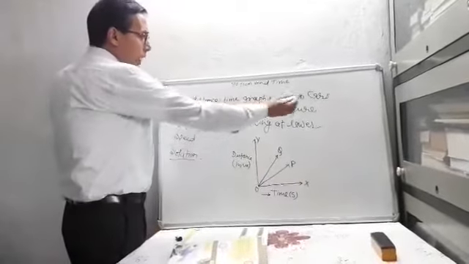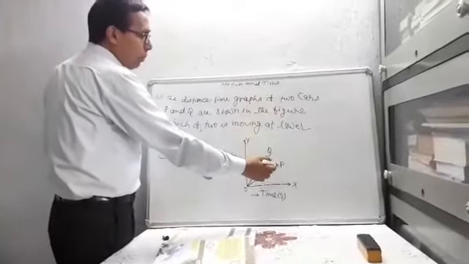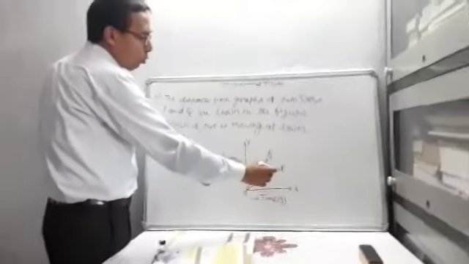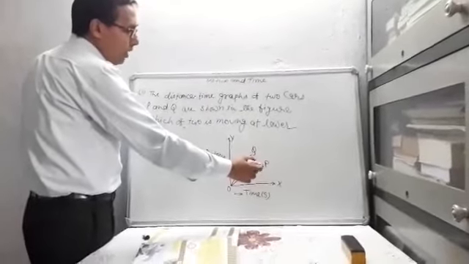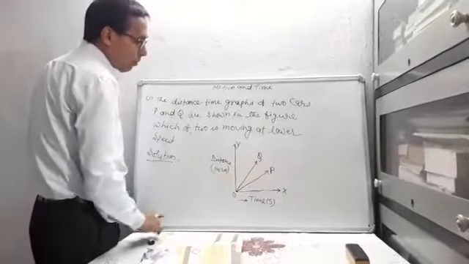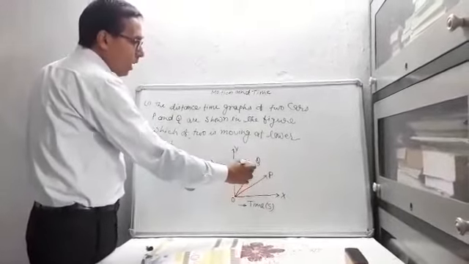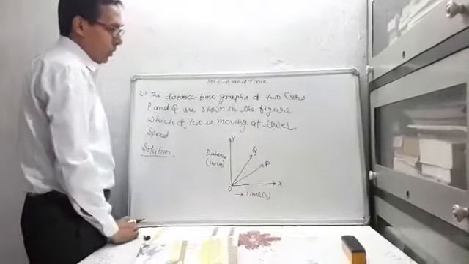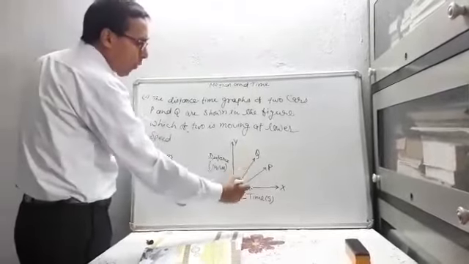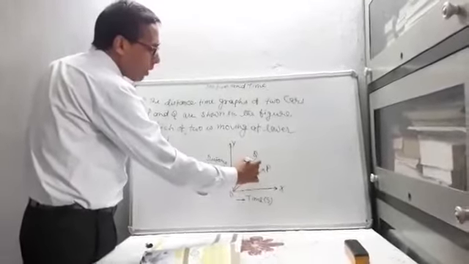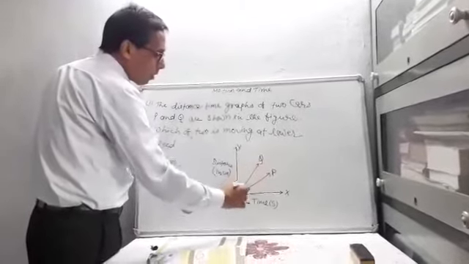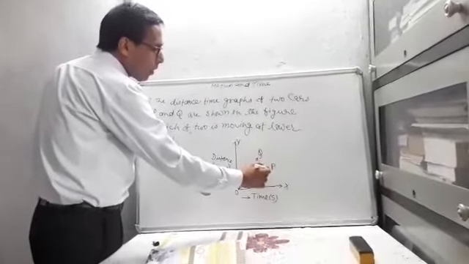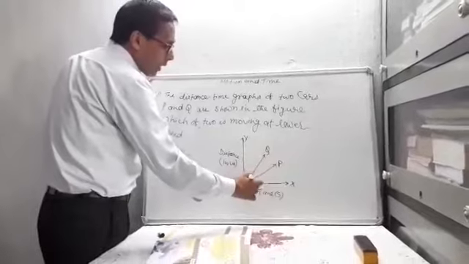So the distance-time graphs of two cars, P and Q, are shown in the figure. We have to find out which car is moving at the lower speed and which car is moving at higher speed. In this graph, we see the slope of the OQ straight line is more than the slope of the straight line OP.